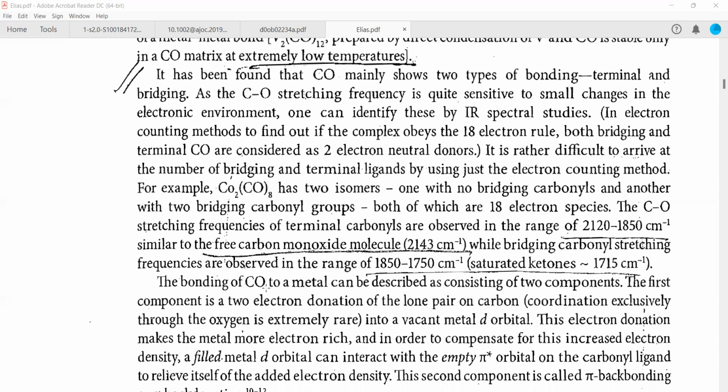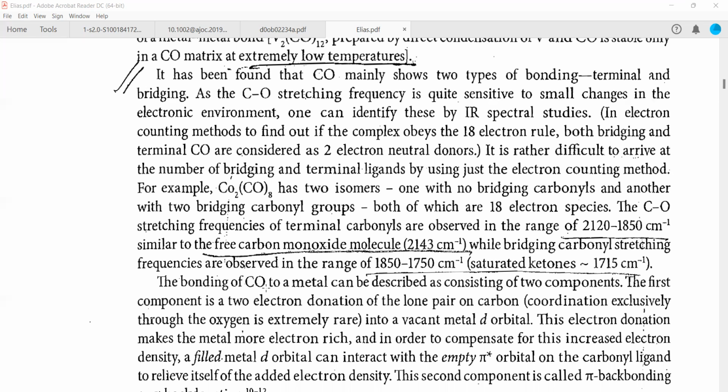Now I think it is clear, right? For bridging, the frequency should be lower, because in the case of bridging, more electrons are accepted into the pi star. That means you're decreasing the bond strength, and that is why the frequency decreases, right? In the case of terminal carbonyls, that is also happening, but from only one metal, and that is why the stretching frequency is quite higher in terminal carbonyls than in bridging carbonyls.